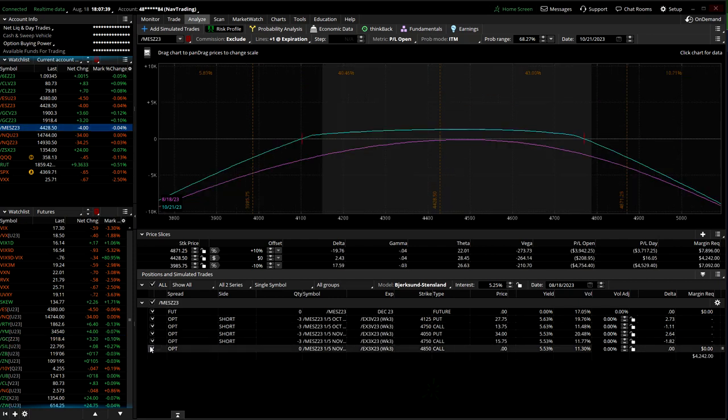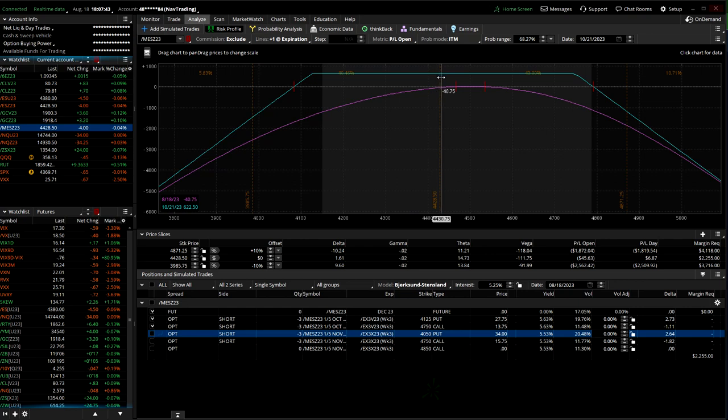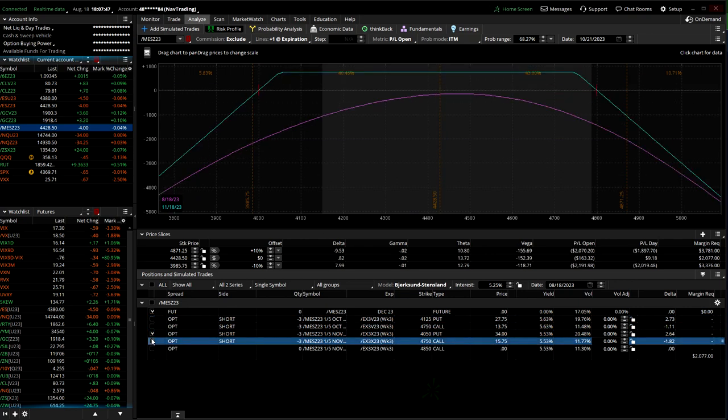MES, we've got two short strangles. That one's pretty well centered. We've adjusted that a couple times, not quite to our profit target. And then this one we've adjusted once, and so we're down just slightly on that one.